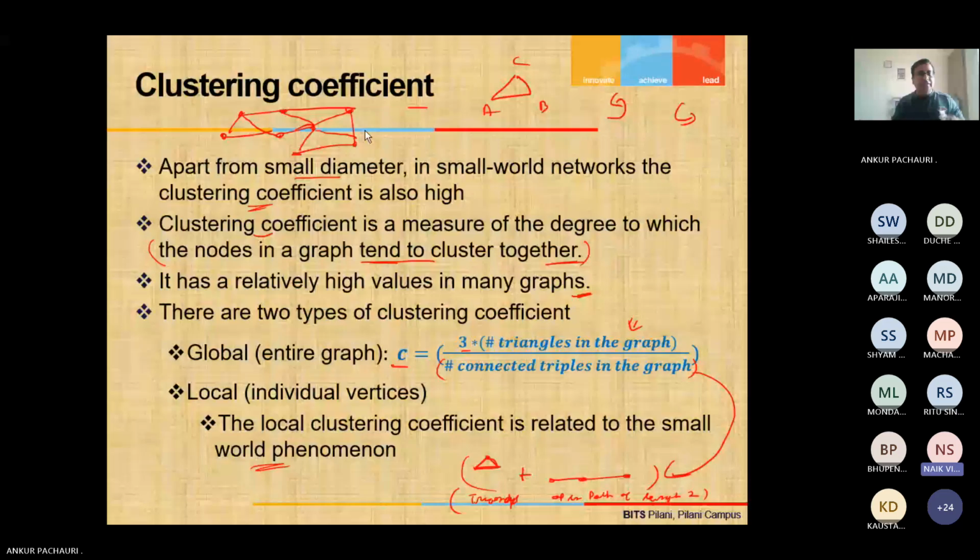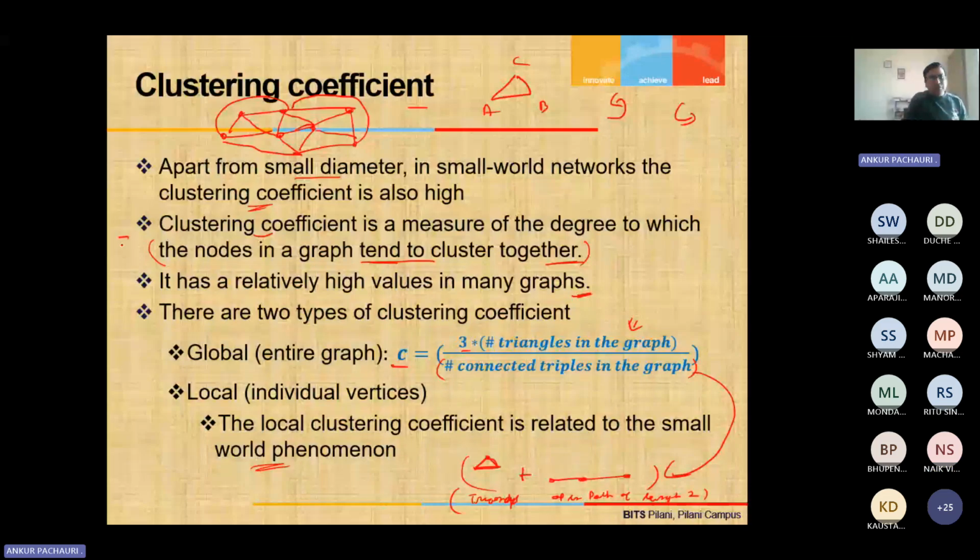If I increase the number of triangles more, this way, this is again a triangle now, 1, 2, 3. If I'm increasing the number of triangles, what is happening? It is moving towards the complete graph.